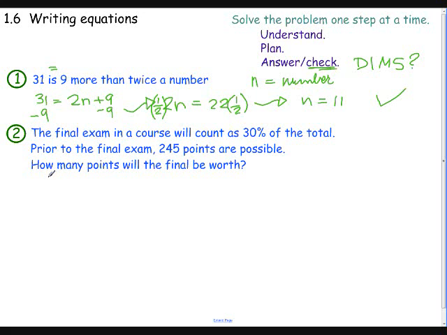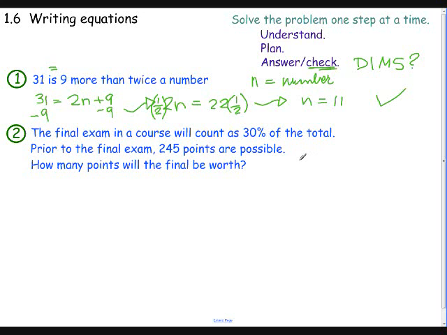The final exam in a course will count as 30% of the total course grade. Well, that's quite a bit. I mean, we don't do that, do we? We say it's worth 10%. Okay. Prior to the final, 245 points are possible. So prior to that, we had 245 points. How many points will the final be worth?